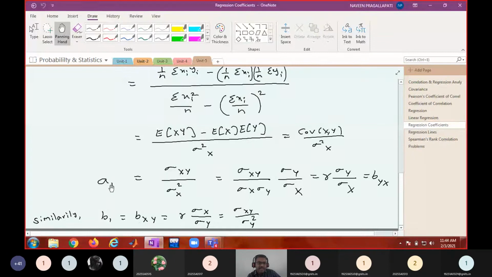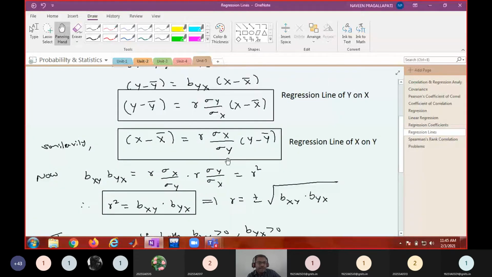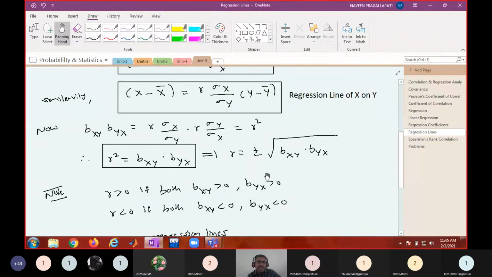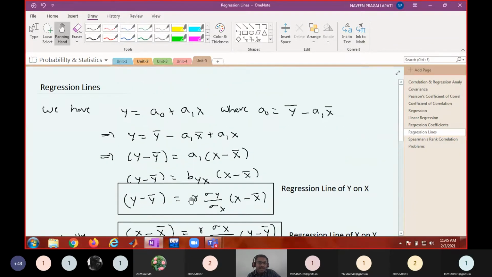Byx and bxy were called regression coefficients. Byx is defined as sigma xy by sigma x square, the regression coefficient of y on x. Similarly, the regression coefficient of x on y is sigma xy by sigma y square, which can be rewritten as r into sigma x by sigma y, and byx can be written as r into sigma y by sigma x. The product of regression coefficients is equal to r square, so you can compute r by taking the square root of the product of regression coefficients.